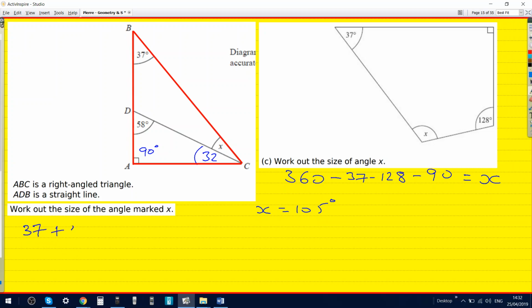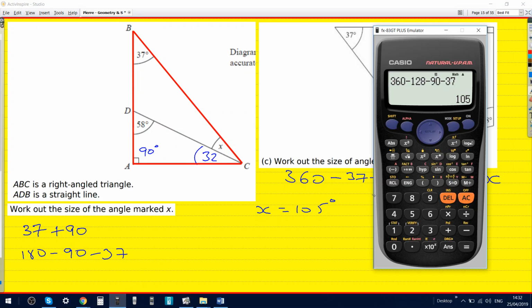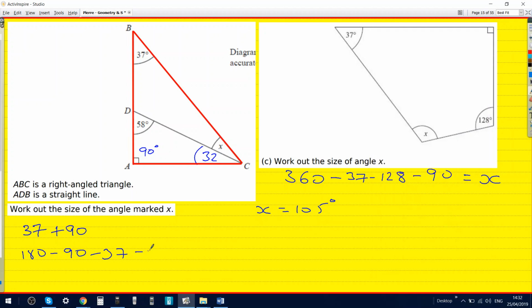It'd be 180, take away 37 plus 90. And then whatever the answer is, you subtract 32 from the answer, and that will give you X. 127 minus 32. And so X is 21.